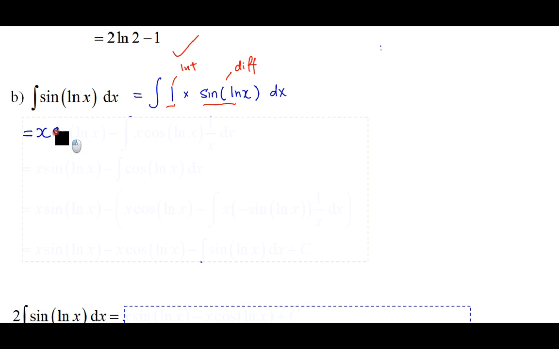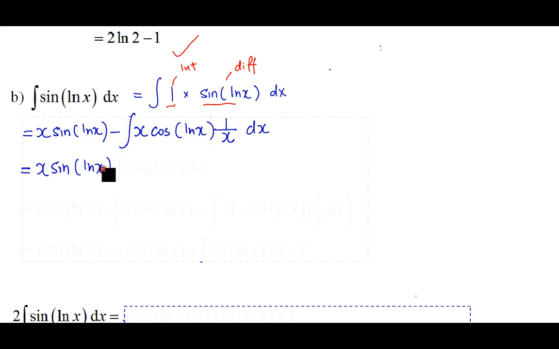K is easy, keep, minus integrate. Now the D is slightly trickier. You differentiate this, you get a cosine ln x. Correct? Let us not forget the chain rule. I must differentiate ln x once. I will get 1 over x dx, equals x sine ln x. And then you realize that x times 1 over x, you get 1. Then you will get integrate cosine ln x.